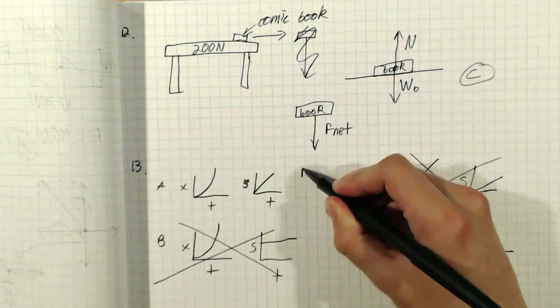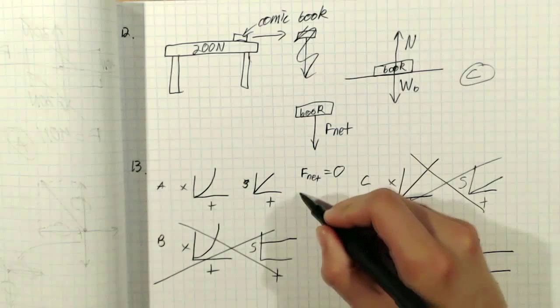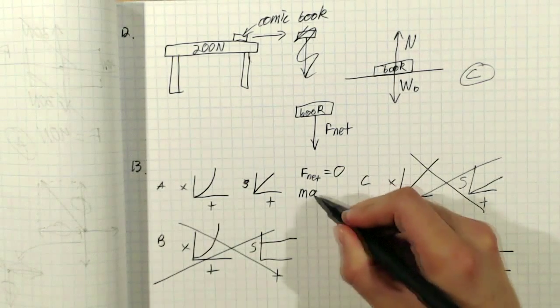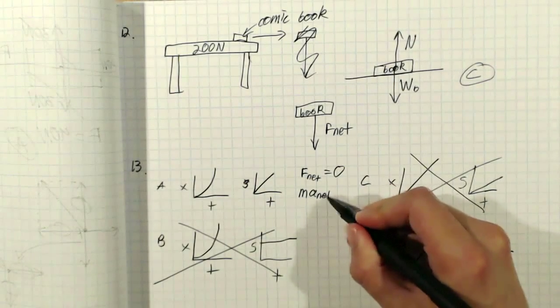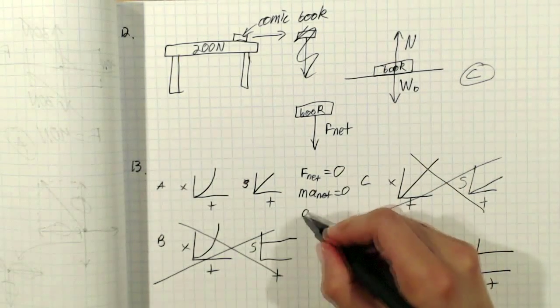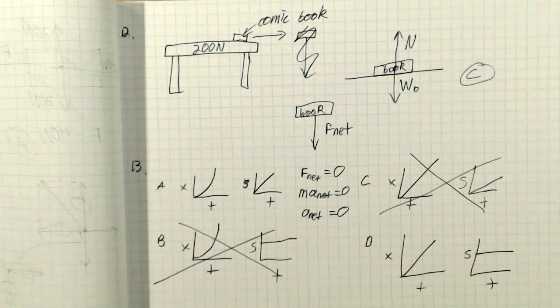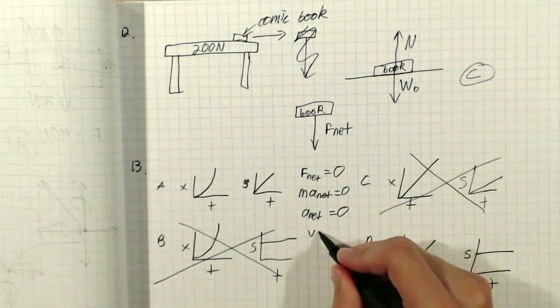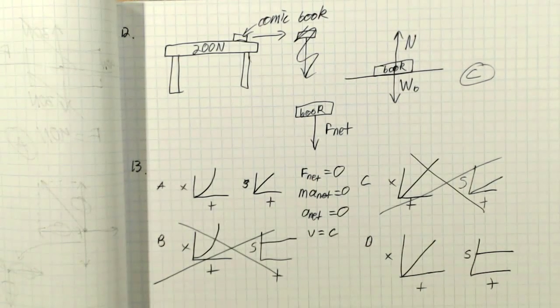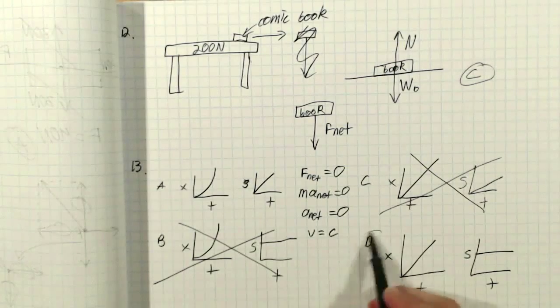Now, when net force equals 0, that means mass times net acceleration equals 0. And since mass is never going to be 0, that means your net acceleration has to be 0. Meaning that your velocity, or your speed, is going to be constant. So we have to look at which one of these has a constant speed, and it's D.